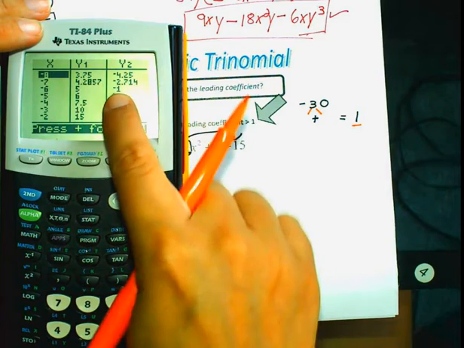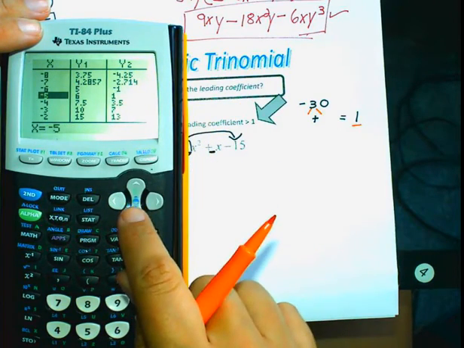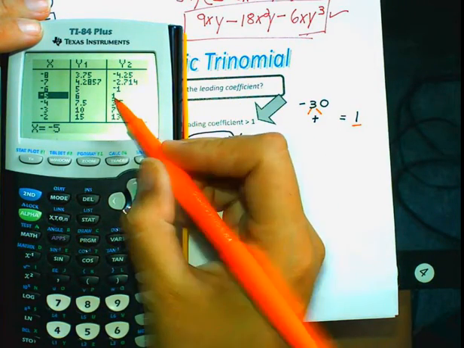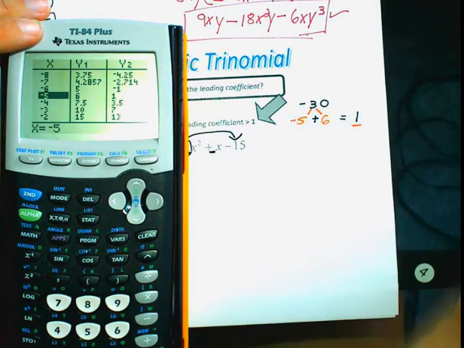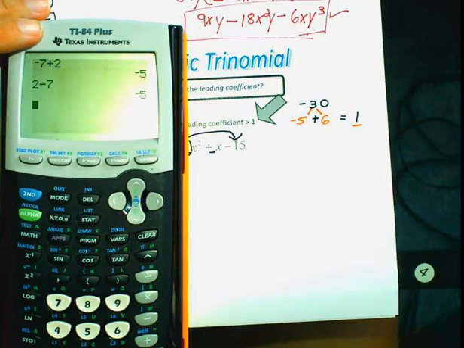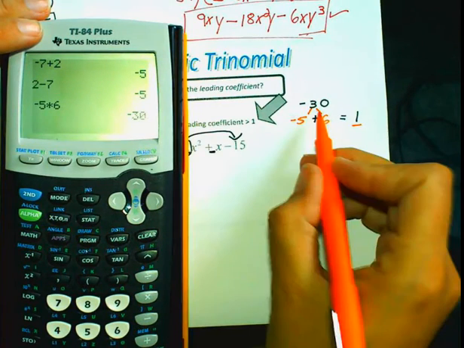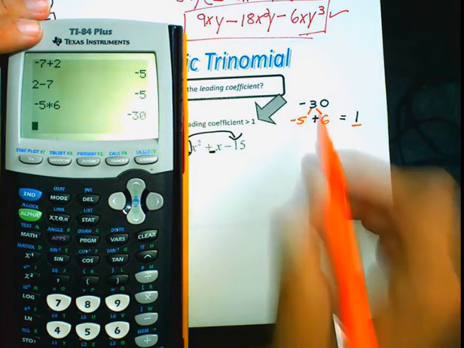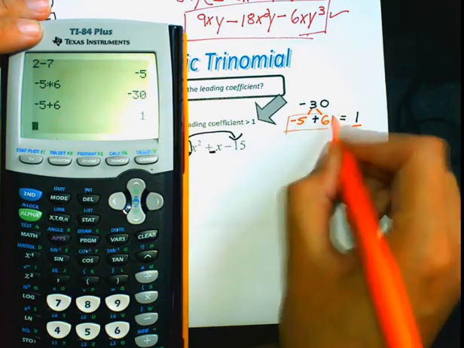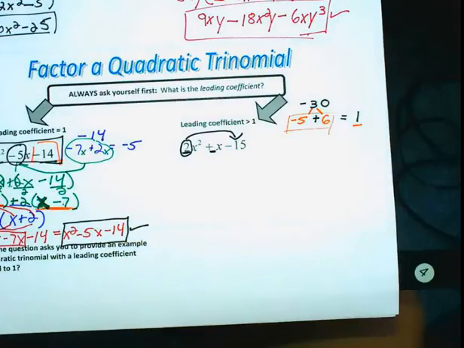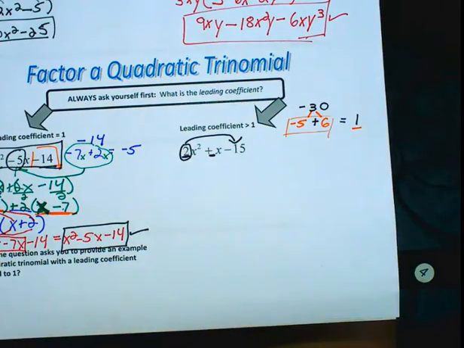So I see negative 1. I don't want negative. I'm going to keep scrolling. Oh, here's positive 1. So negative 5 and 6. Again, if you're not sure, then try it. Negative 5 times 6 is negative 30. That's what we were looking for. And then negative 5 plus 6 is positive 1, which was what we were looking for.